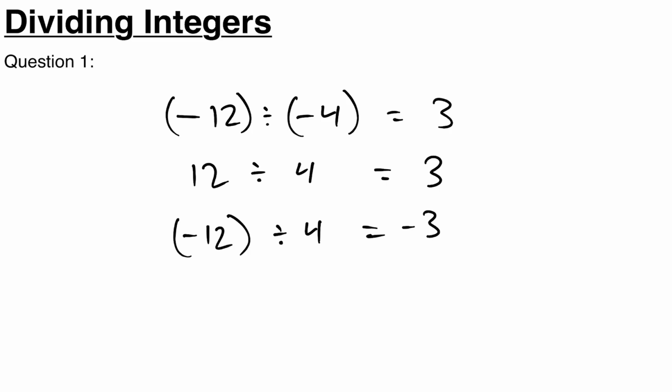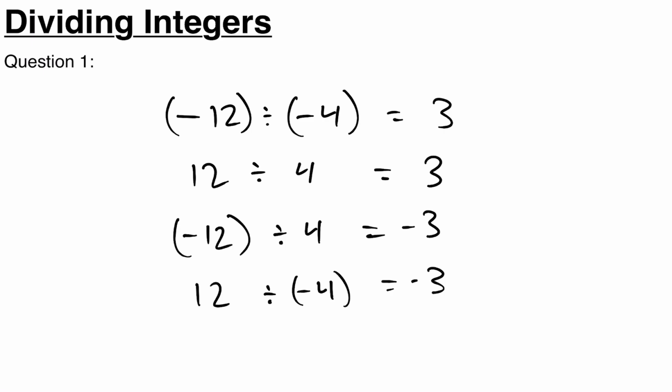And the last variation, say I were to give you 12 divided by negative 4. And I told you to find the answer. What would it be? Well, here, once again, it's going to be negative 3 because once again here, we have two different signs. We have a positive sign and we have a negative sign.